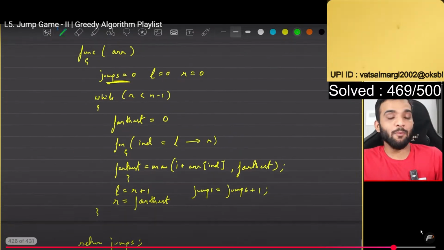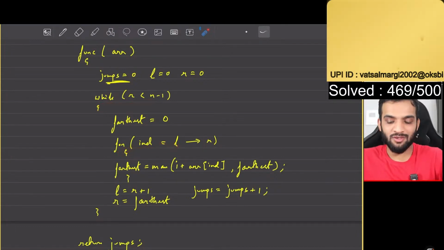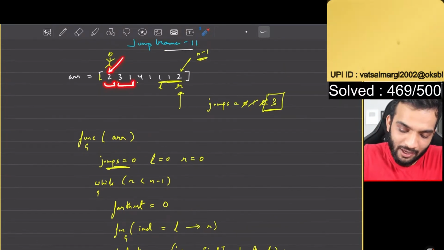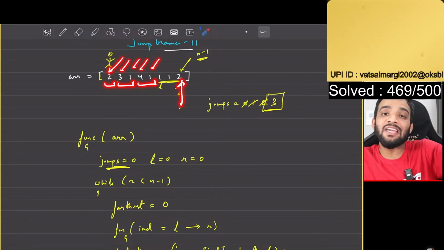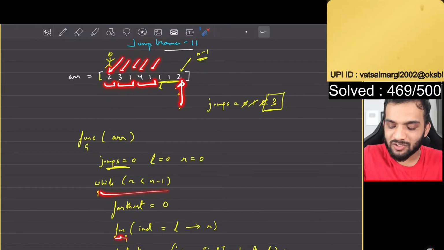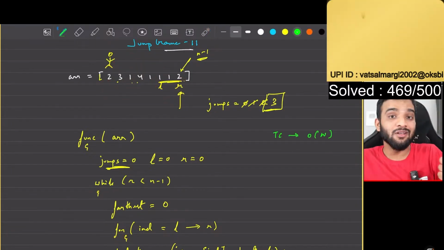Done and dusted. What is the time complexity? To the naked eye, it might look like a while loop into a for loop, big O of n square. No. What did you do? First you traversed 2, then you traversed 3, 1, then you traversed 4, 1, and eventually you reached. So what you're doing at the end of the day is traversing each element one by one. This while loop is just to check, did you reach? So eventually, the time complexity is big O of n, which is linear in nature, and the space complexity is big O of 1.